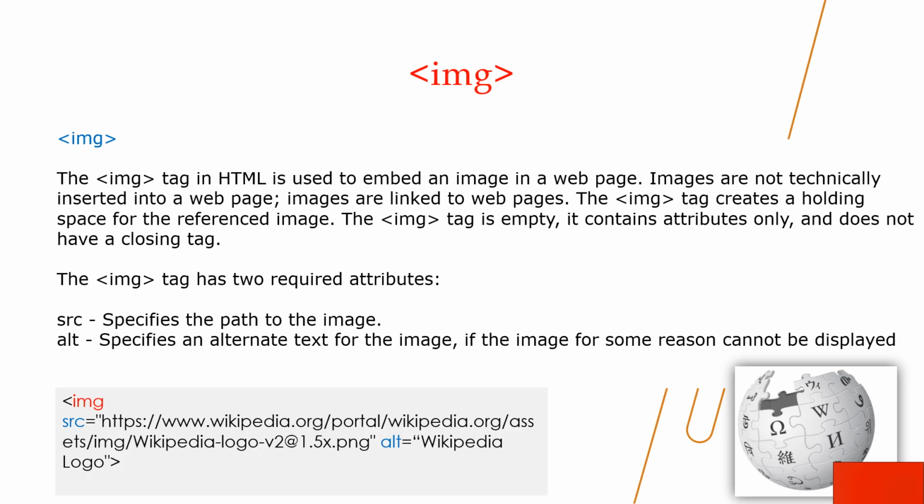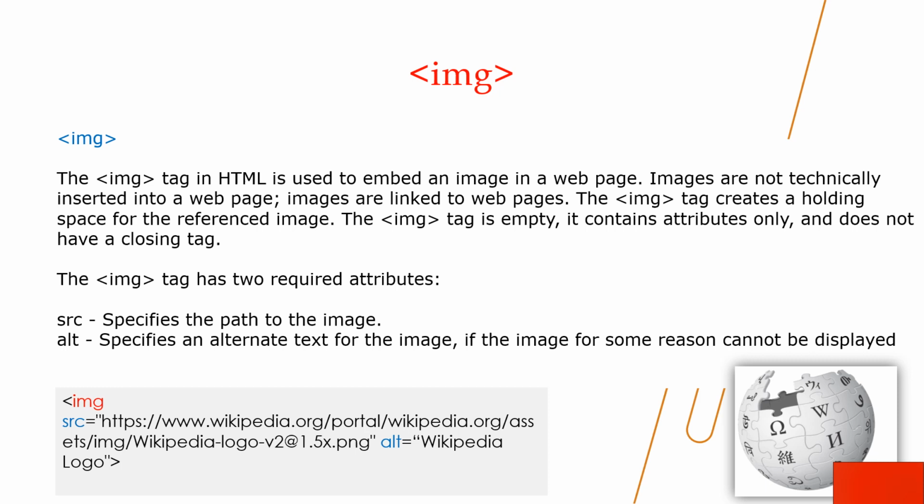The img tag in HTML is used to embed an image in a web page. Images are not technically inserted into a web page. Images are linked to web pages. The img tag creates a holding space for the referenced image. Actually, the img tag is empty, it contains attributes only, and does not have a closing tag.